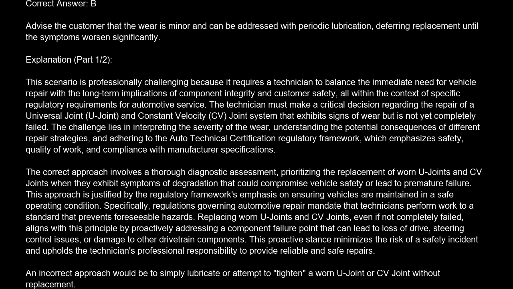The challenge lies in interpreting the severity of the wear, understanding the potential consequences of different repair strategies, and adhering to the Auto Technical Certification Regulatory Framework, which emphasizes safety, quality of work, and compliance with manufacturer specifications. The correct approach involves a thorough diagnostic assessment, prioritizing the replacement of worn U-joints and CV joints when they exhibit symptoms of degradation that could compromise vehicle safety or lead to premature failure.